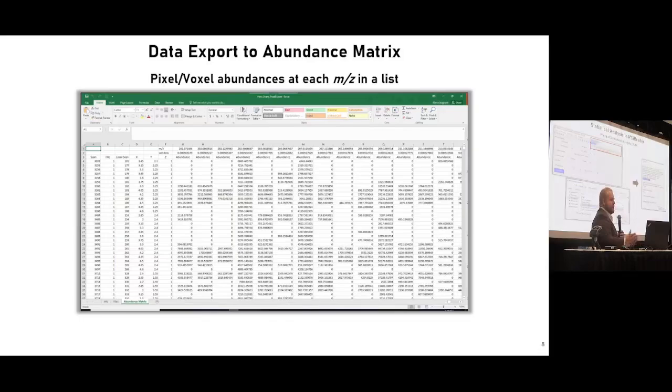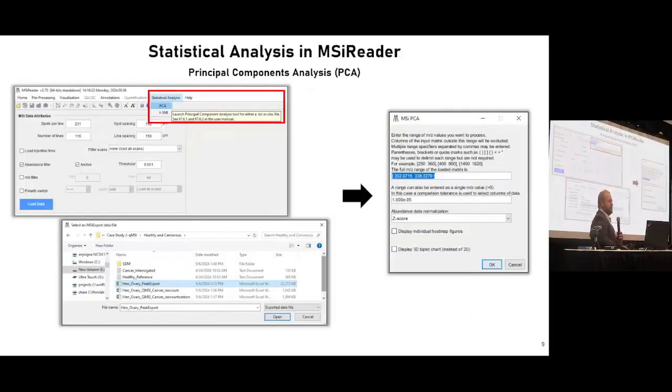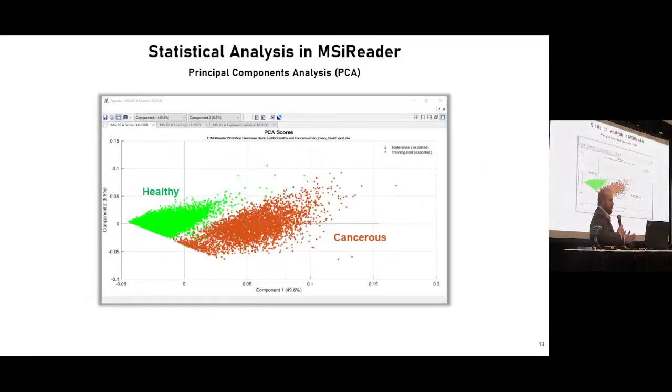We then can utilize this data export to do some powerful statistical analysis such as PCA, or principal components analysis. And so using the built-in function of MSiReader, you upload that data export, provide some parameters, and you'll get this principal component analysis output where hopefully you're seeing grouping of your cancerous scans and your healthy scans, or at least scans between your two experimental groups.